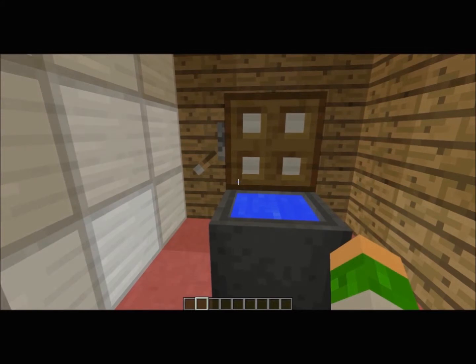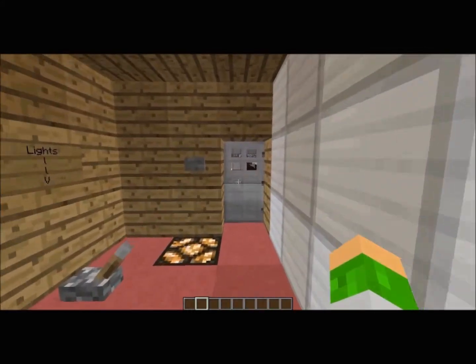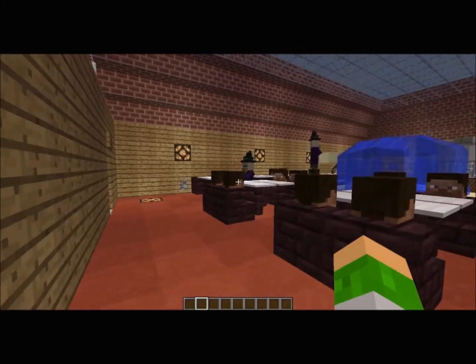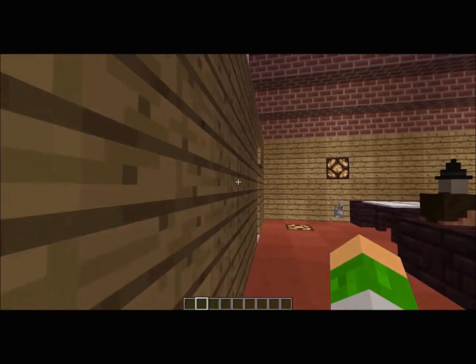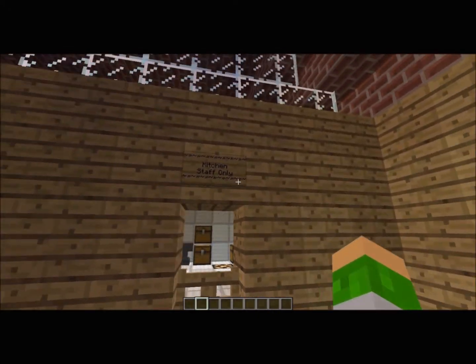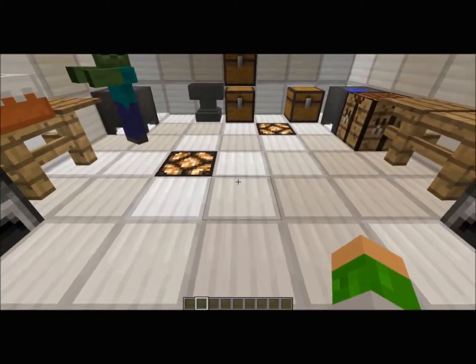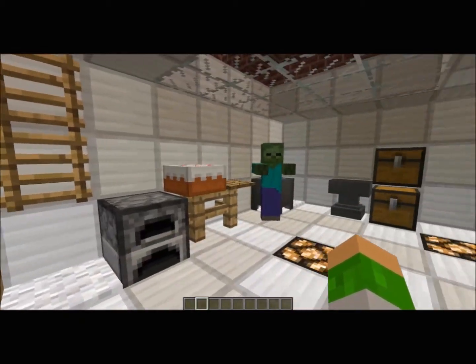Alright, so this is the toilet, the lid. So let's move out of here. Push this. So that was the restroom, and it was stinky in there, so I wanna go to the kitchen, which is staff only. So let's get in here, close the fence, and let's see.